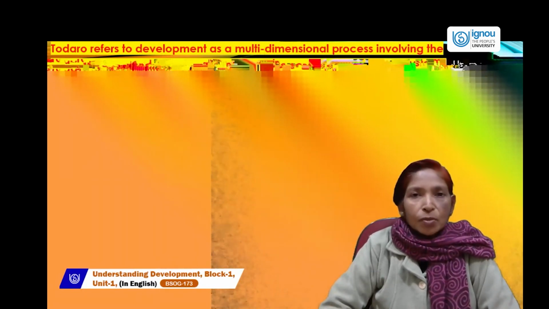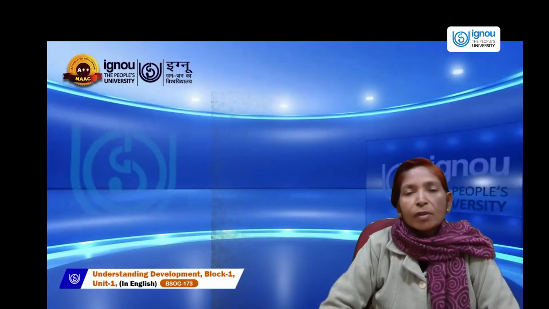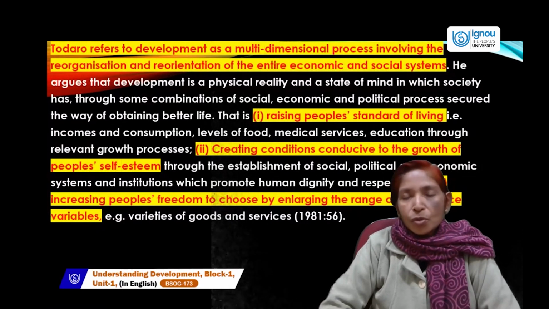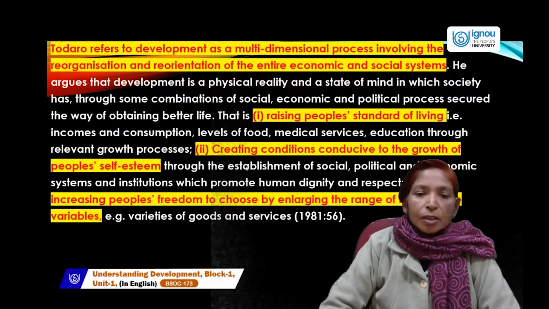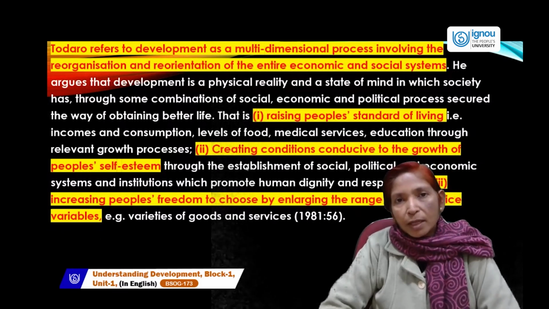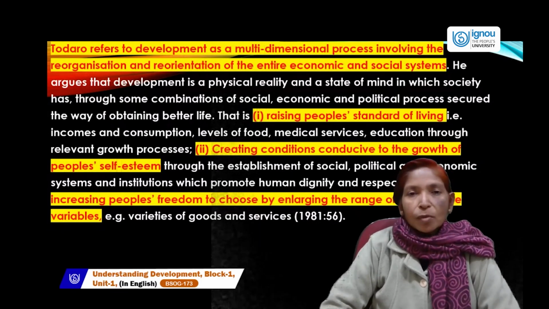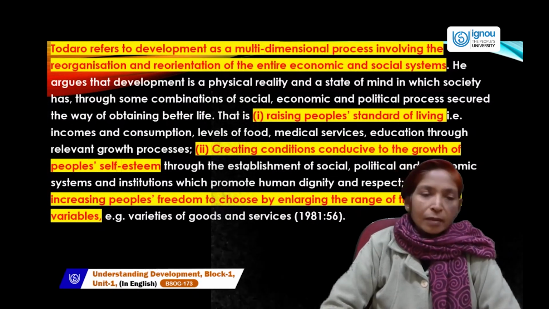It may be freedom to produce, a producer must have freedom to produce, and a consumer must have freedom to choose any commodity, whatever they want to choose for their consumption level. So, increasing people's freedom to choose by enlarging the range of their choice variables. For example, varieties of goods and services should be available in the market for the consumer so that consumers have different choices and have freedom to make a choice among all available goods and services.